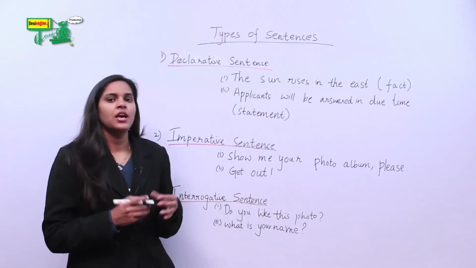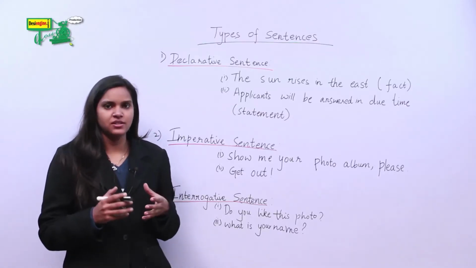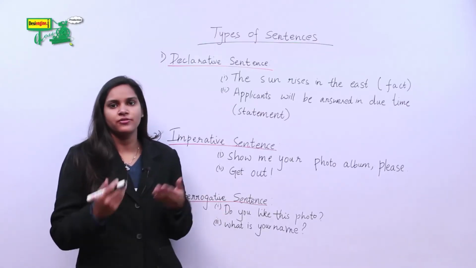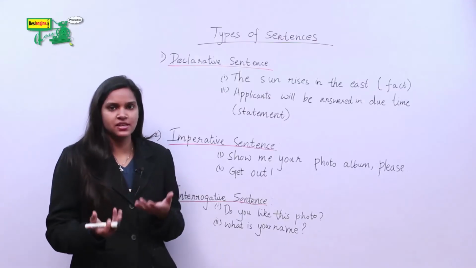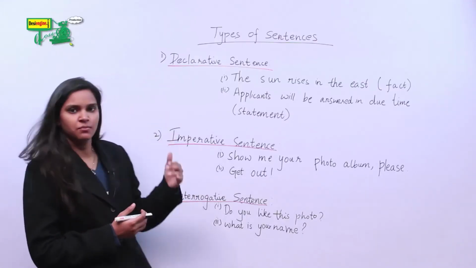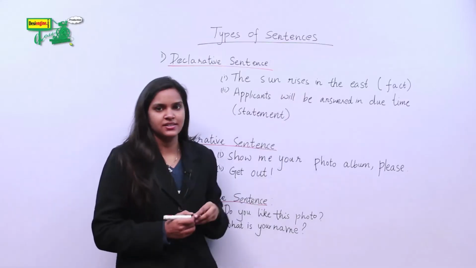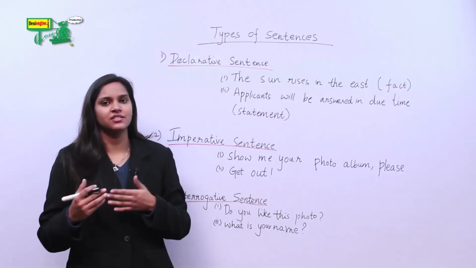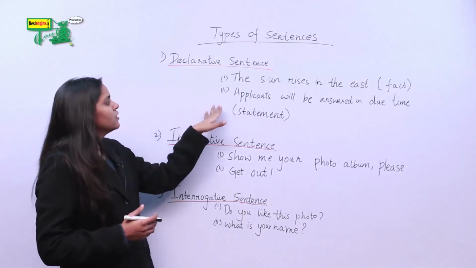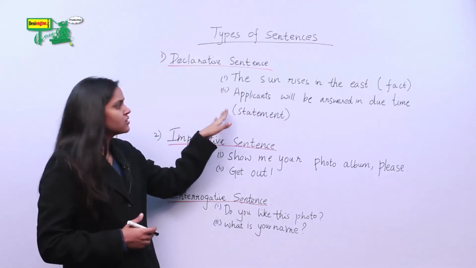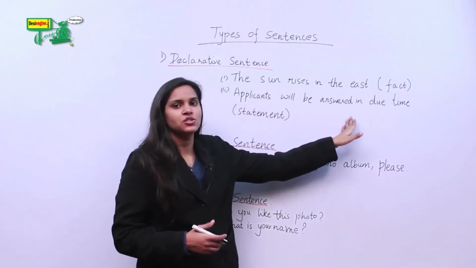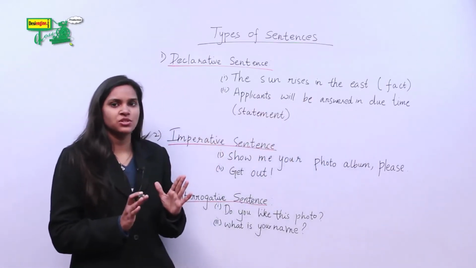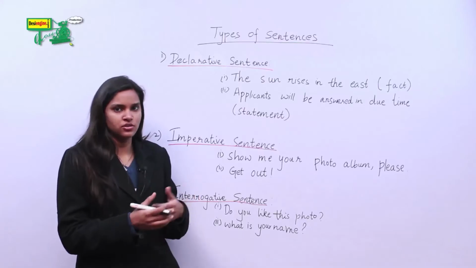Declarative sentence. A declarative sentence basically means a statement or a fact or a kind of assertion that you make. For example, the sun rises in the east. This is a fact, a universal fact, or the sun rises in the west. The second statement is applicants will be answered in due time. This is a statement, an outright declaration.